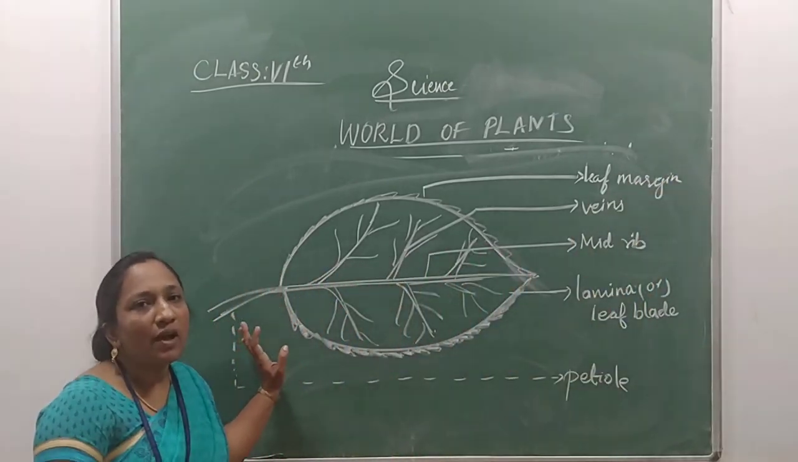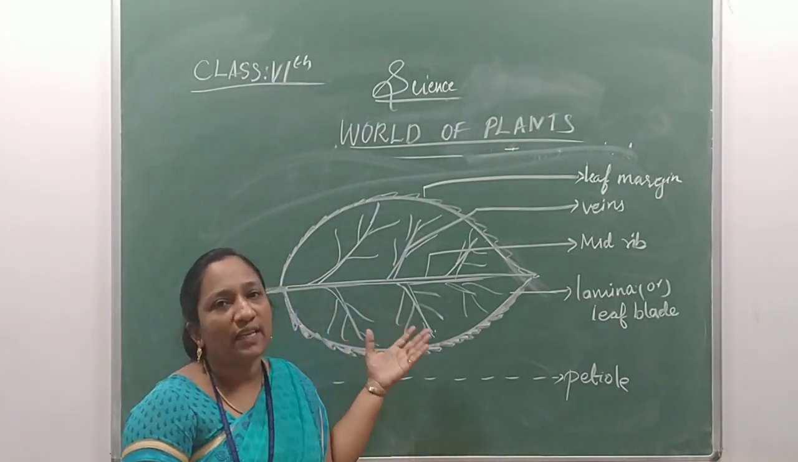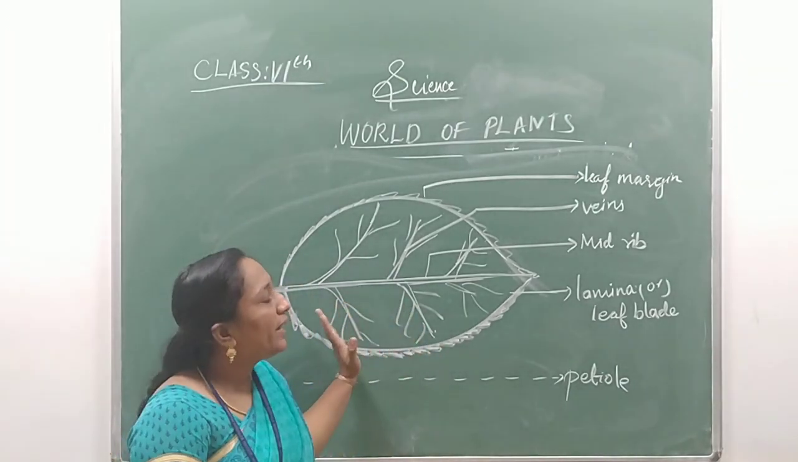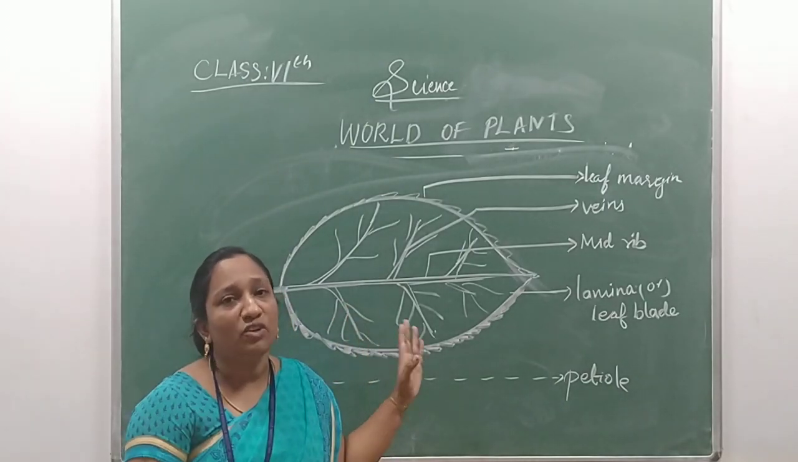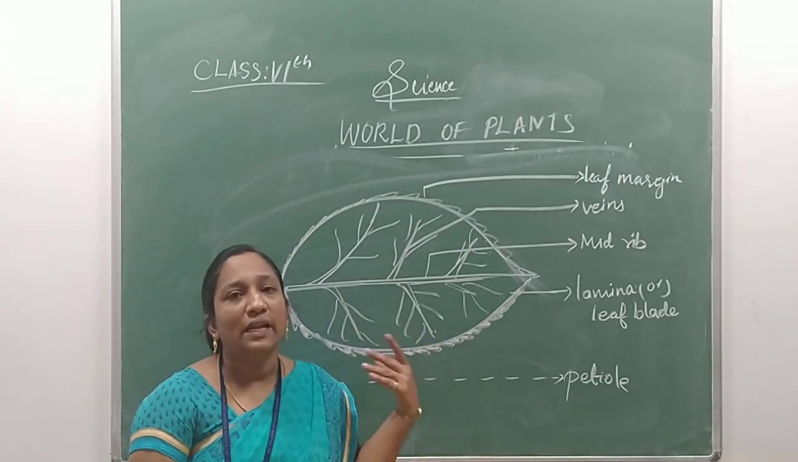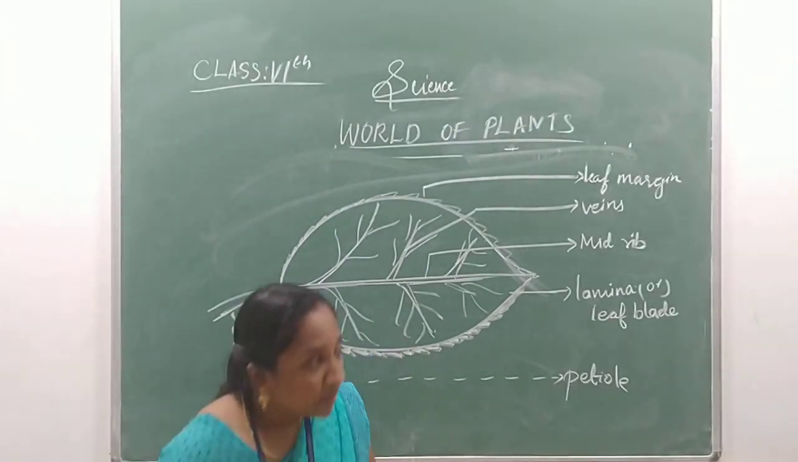Children, do you remember what these things are? Practice well at home and you can easily draw the leaf. Even in 2 marks or even in 5 marks, they will be asking to draw the leaf diagram and label the parts. Children, let's go to the next one.